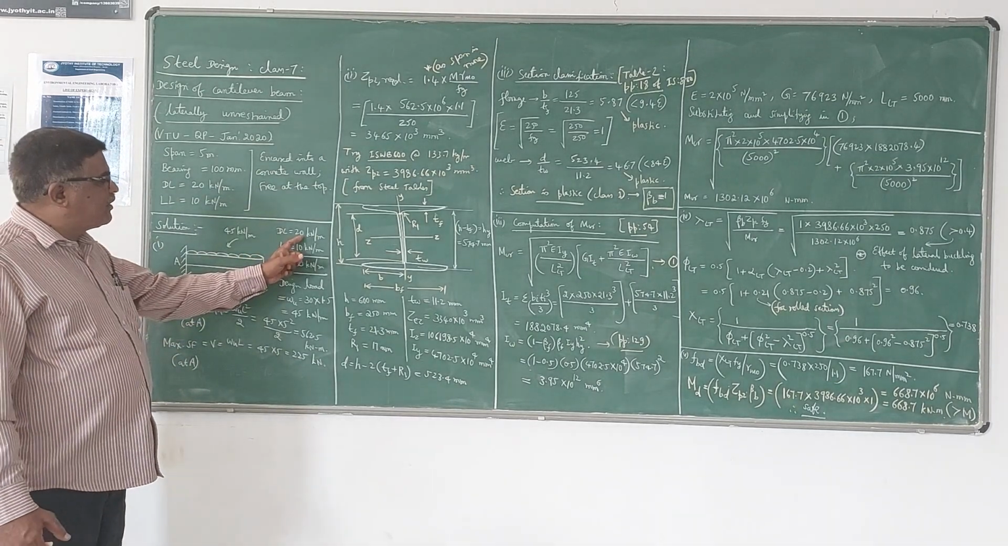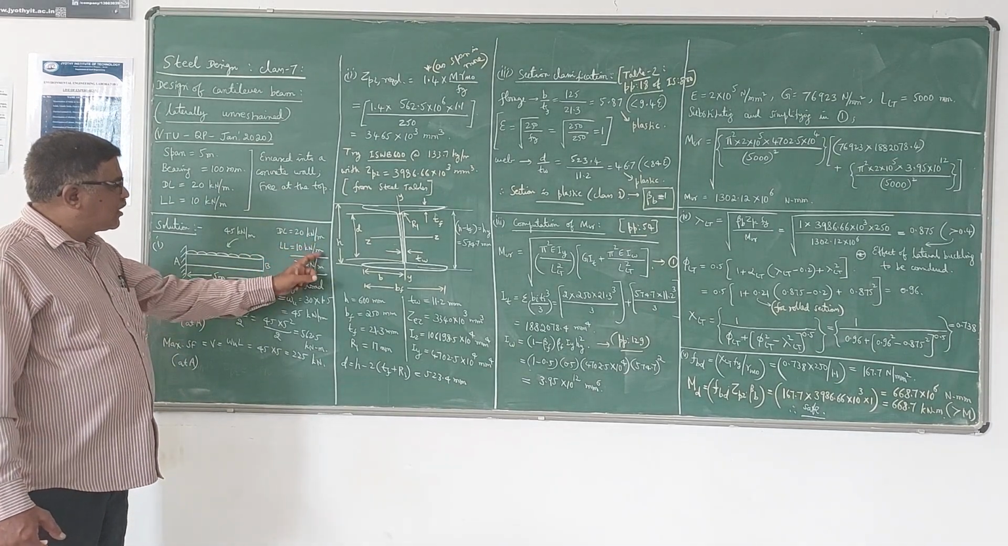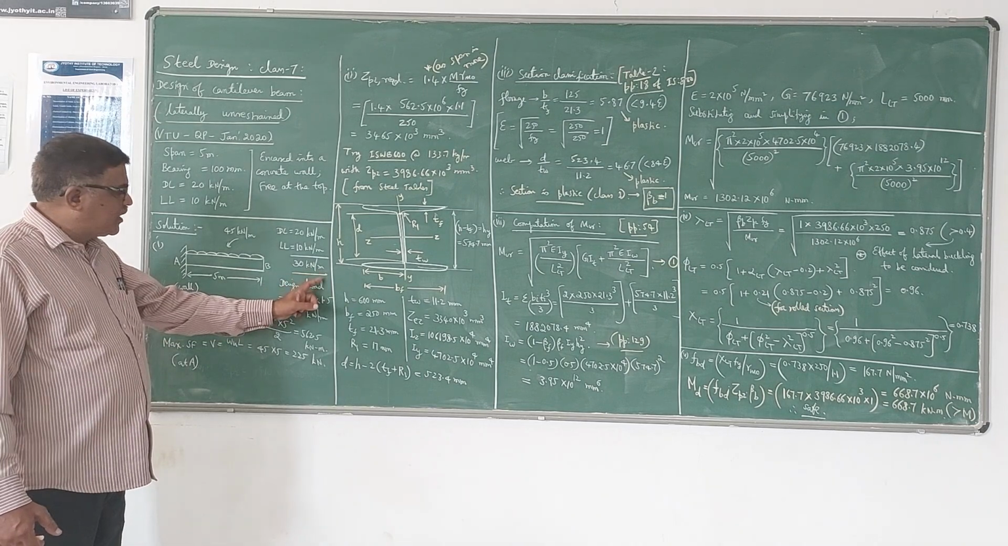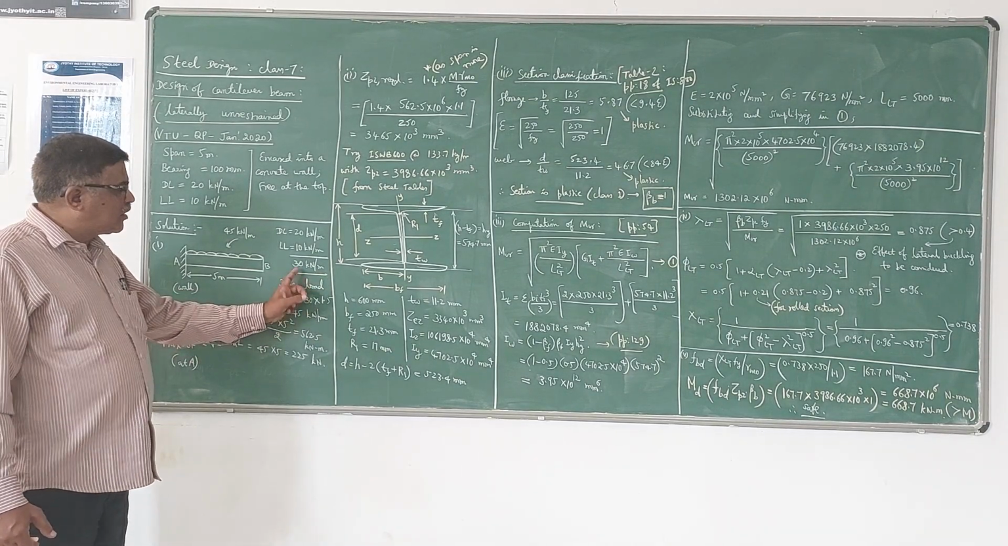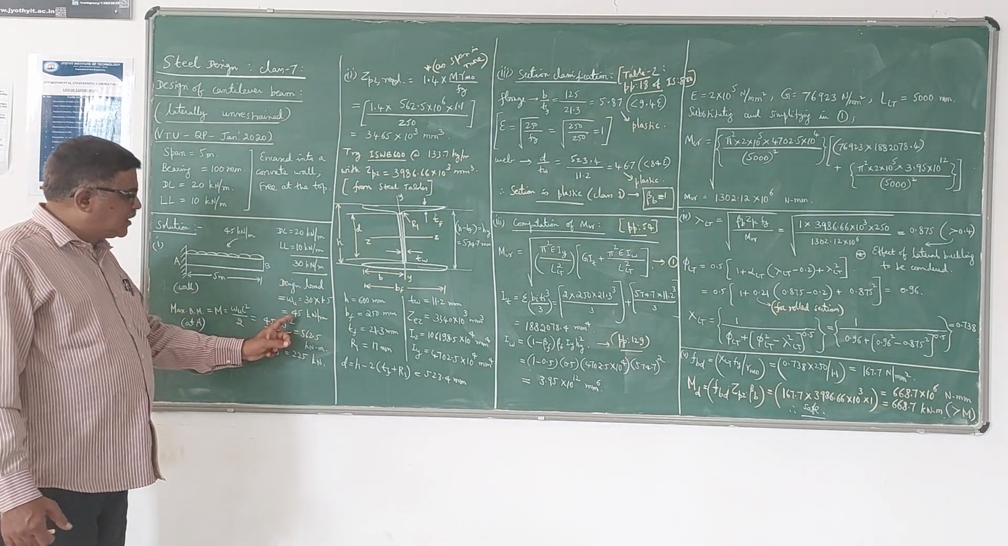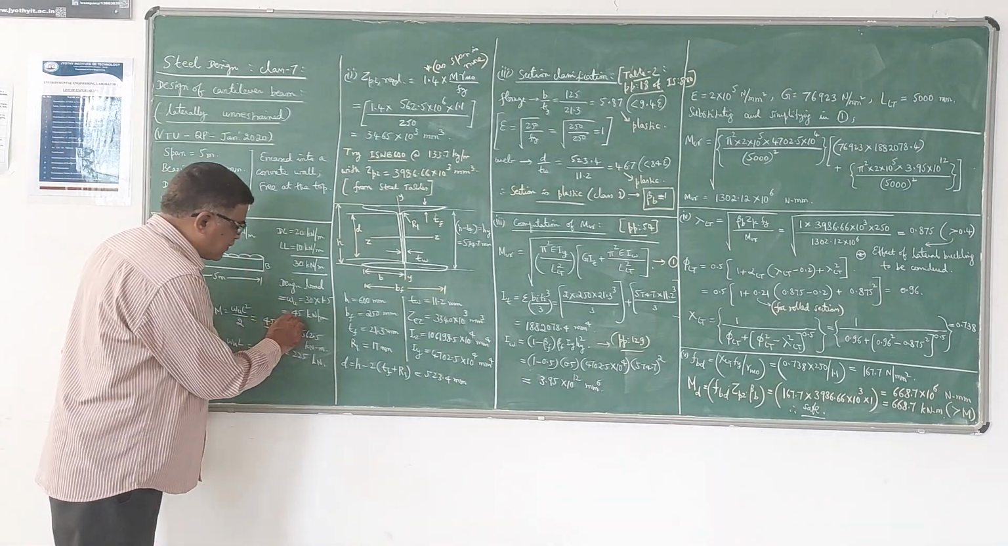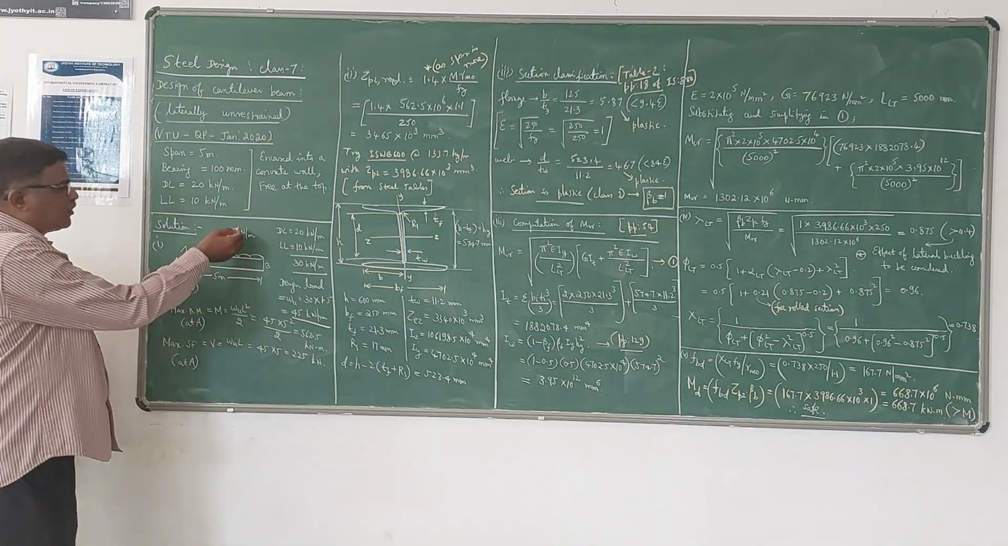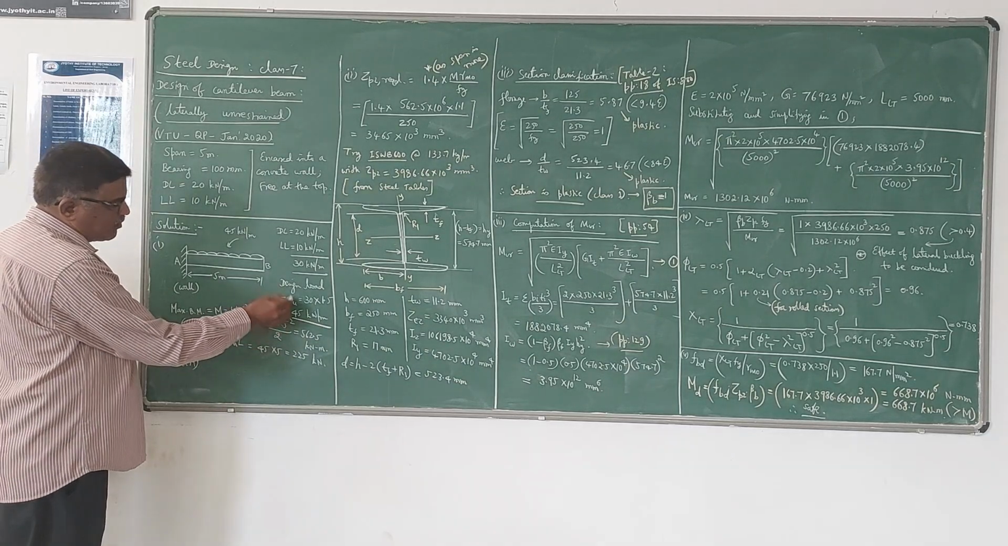Dead load is given as 20 kN per meter, live load 10 kN per meter, total load is 30 kN per meter. So design load will be 30 into 1.5, the partial safety factor, so 45 kN per meter. Now this is the diagram. 45 kN per meter is taken as the WU.